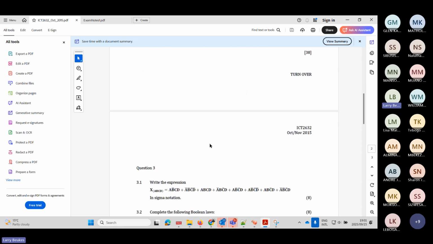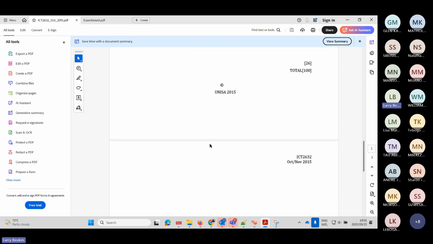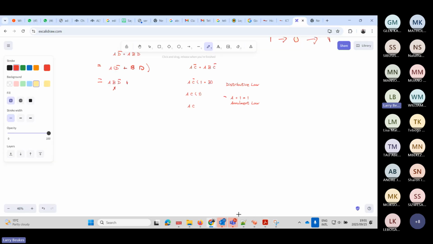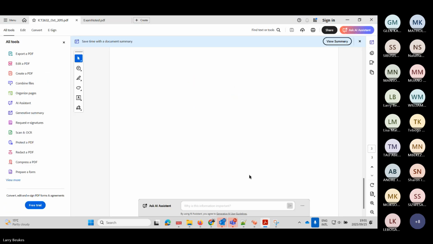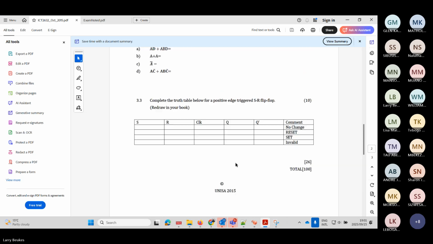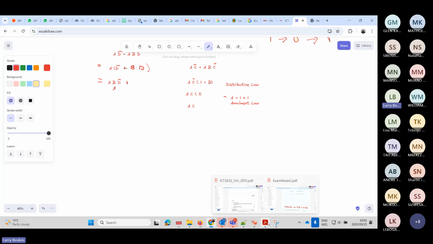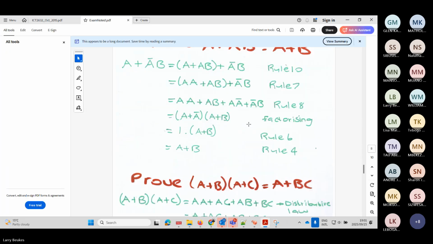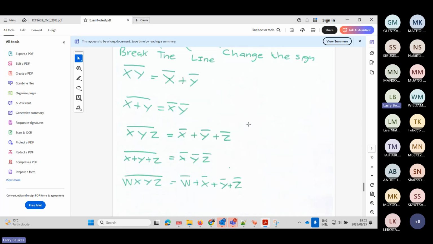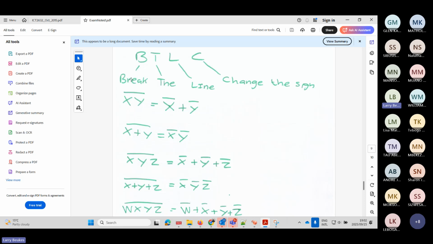There's no break the line, change the sign here. Okay, then this normally goes with your De Morgan's theorem, right? De Morgan's theorem, we know that it's break the line, change the sign. It will basically just say that you break this line in half, you change this sign. So this is going to be complemented. Then you change this sign into an OR gate, then you complement this one, right?